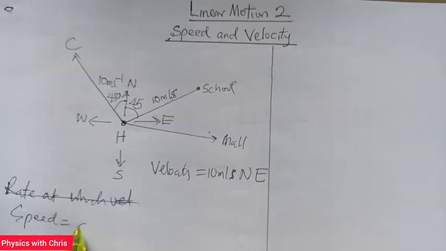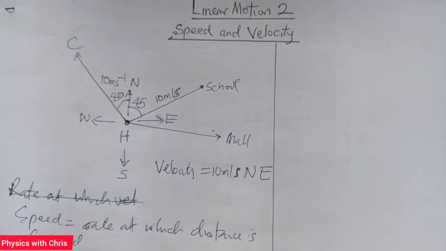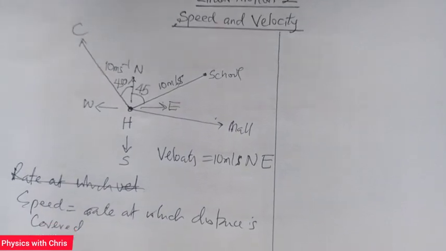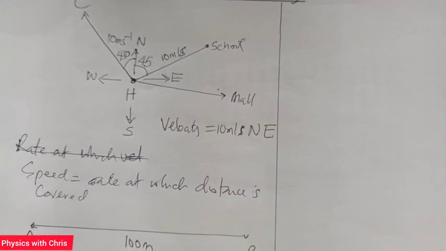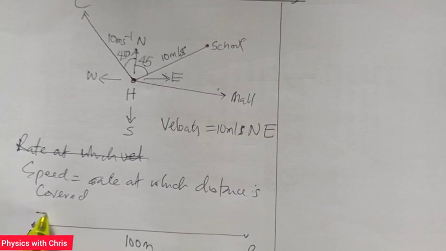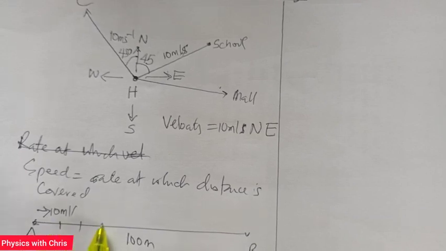We can see speed as the rate at which distance is covered. Let's take, for example, there are 2 points here, A and B. And let's say the distance between the 2 points is 100 meters. So if you decide to ride or drive at a speed of 10 meters per second, this is supposed to divide the distance A to B into 10 parts. 1, 2, 3, 4, 5, 6, 7, 8, 9, 10.